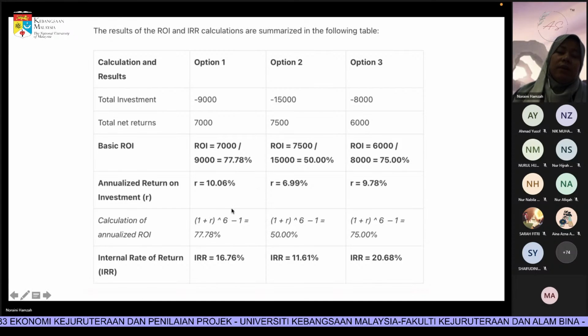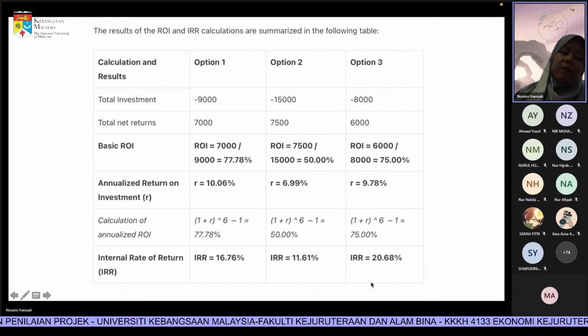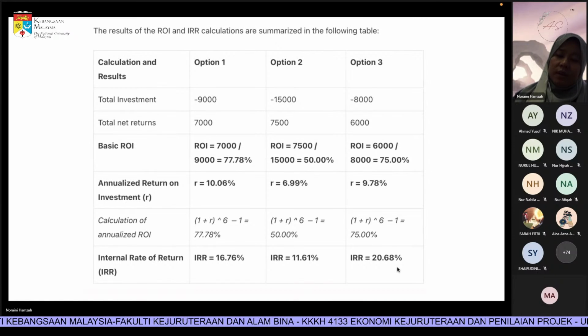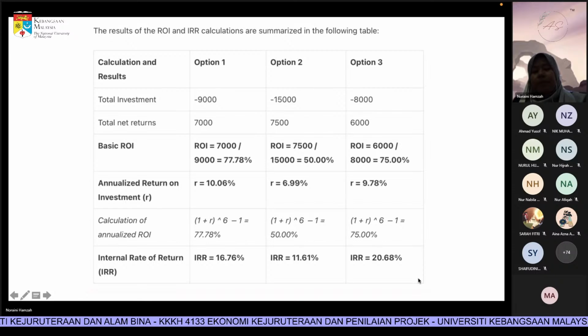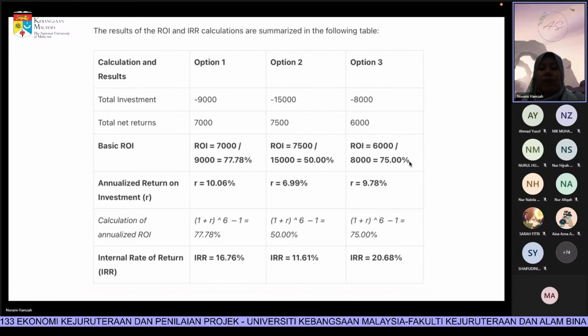Okay, alright. So dalam kes ni, kalau kita guna ROI, kita akan pilih option 1. Tapi kalau kita tengok pada IRR, kita akan pilih option 3. Because option 3 is the highest IRR, iaitu 20.68%. Alright, so daripada dua ni, macam mana nak pilih? Kita ada dua keputusan yang berbeza. Satu option 1, satu lagi option 3. So, how to choose? So, sebenarnya itu adalah depends kepada you punya preference.